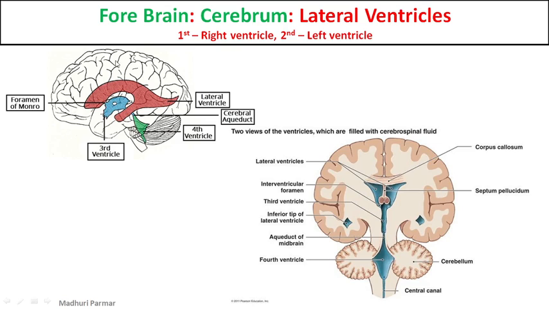So now focus here again. This here is your cerebral hemisphere, and in your cerebral hemisphere, on both the sides, there are these hand shaped. Can you see? This is almost like a hand picking up something, right? So these hand shaped what you can say spaces, okay, which are called lateral ventricles.